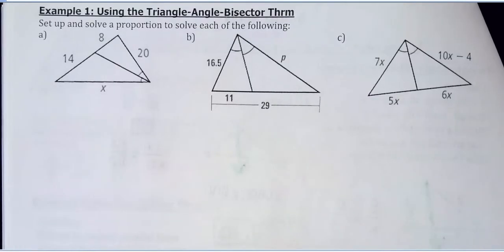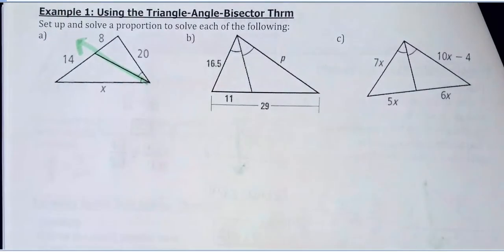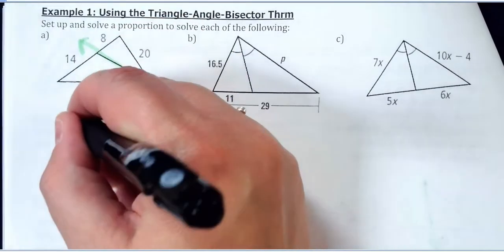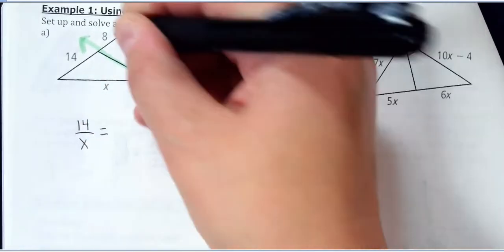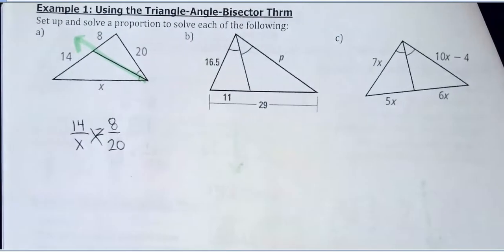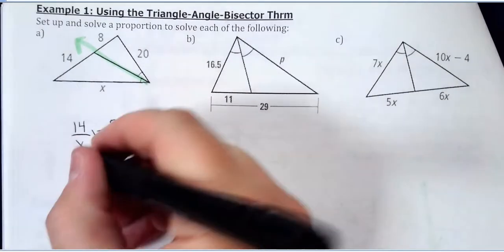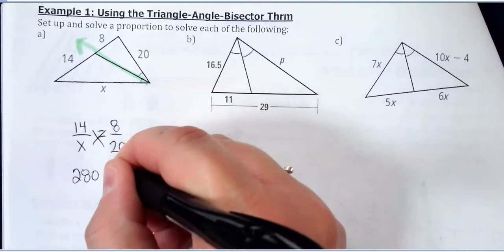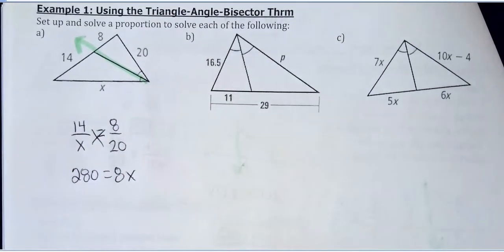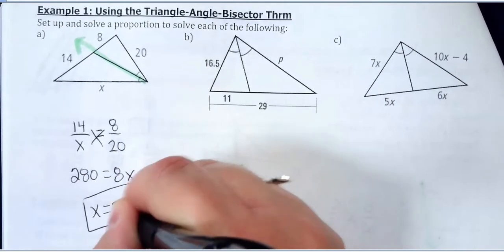All right, so here I'm on the next page. Here's my angle bisector of that triangle's angle. So literally I just make a fraction, just write down on either side of where that angle bisector goes. So I'm going to say 14 over x has got to be in proportion to 8 over 20. We're just going to cross multiply. If I do 20 times 14, I'm going to get 280. And 8 times x is 8x. And we'll just take 280 divided by 8. X there has to be 35.